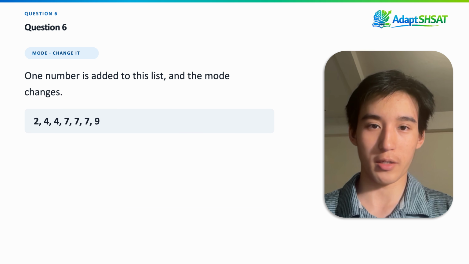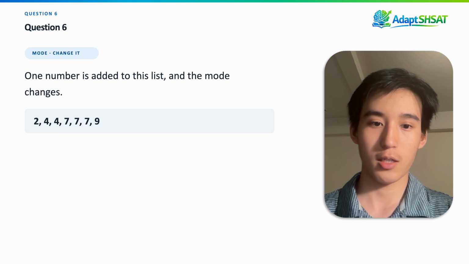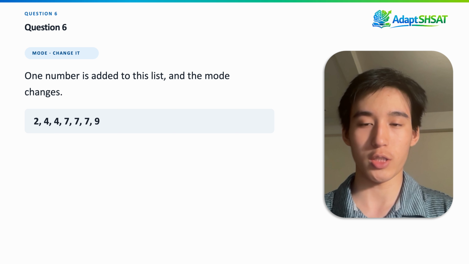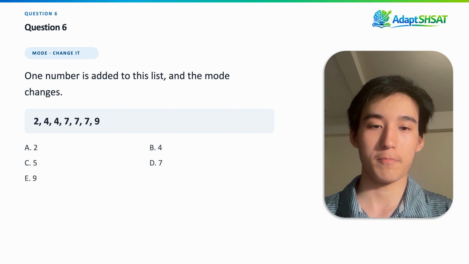This is question number 6. We have 2, 4, 4, 7, 7, 7, and 9. And when we add one number, the mode changes. Which number did I add? So feel free to pause it.